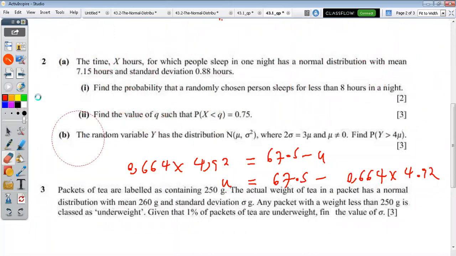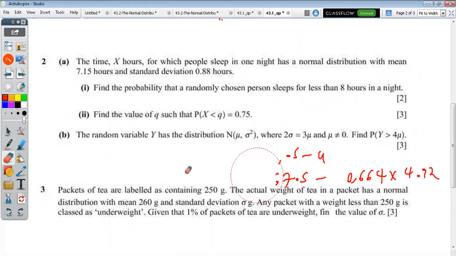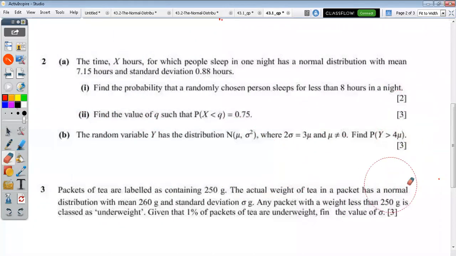Now we have time x, the hours for which people sleep in one night, as a normal distribution with a mean of that and a standard deviation of that. Find the probability that a randomly chosen person sleeps for less than 8 hours. So probability that x is less than 8.